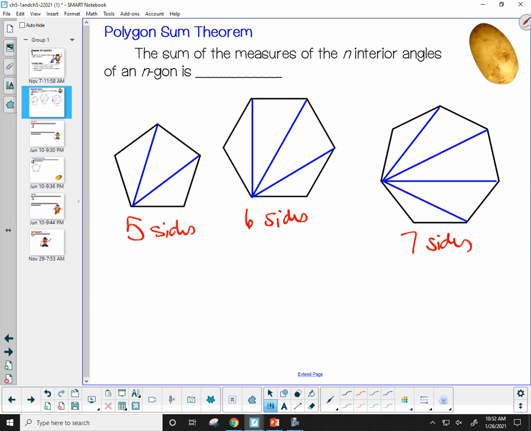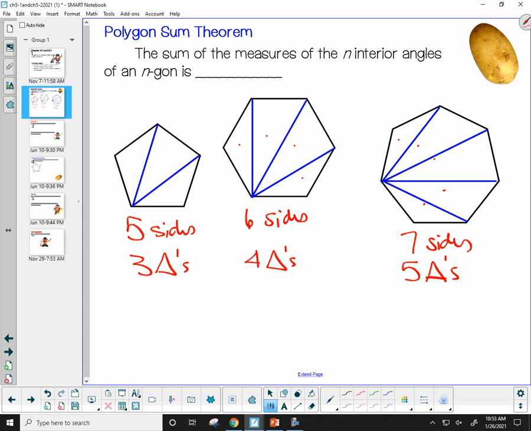So how many triangles did I end up with in my pentagon? 3 triangles. How about in my hexagon? I have 1, 2, 3, 4 of them, right? I have 4 triangles. And then in my heptagon, 1, 2, 3, 4, 5, yeah. I have 5 triangles.